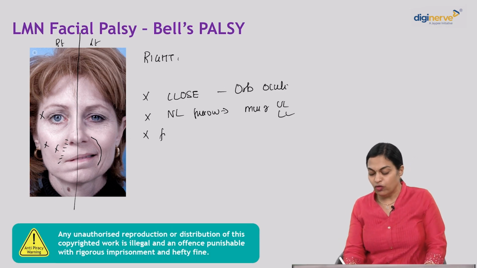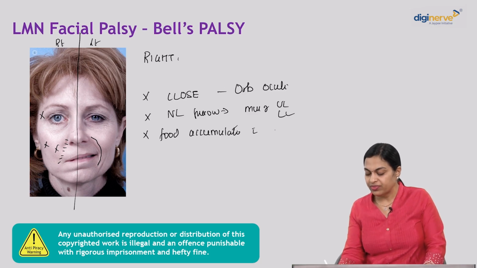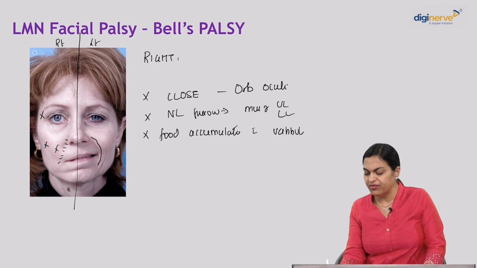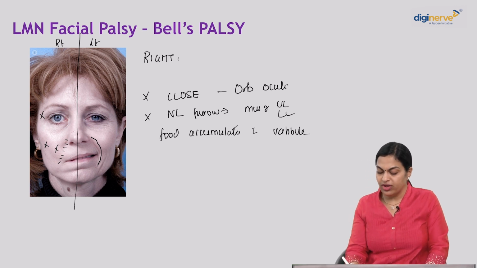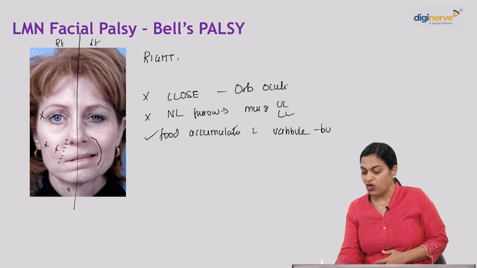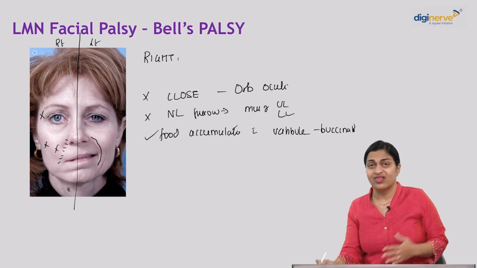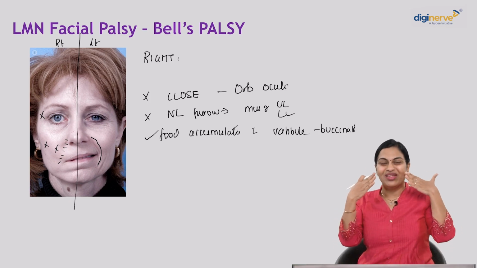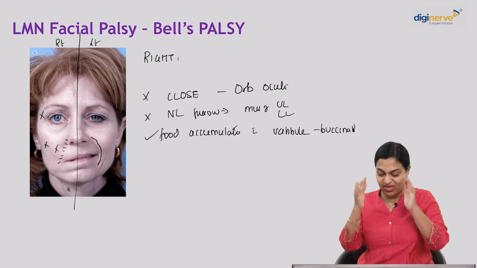So what happens? The food accumulates within the vestibule. That gives it a puffed up appearance. Food accumulation within the vestibule of the mouth is due to paralysis of the buccinator muscle, which is responsible for keeping the vestibule empty by compression.